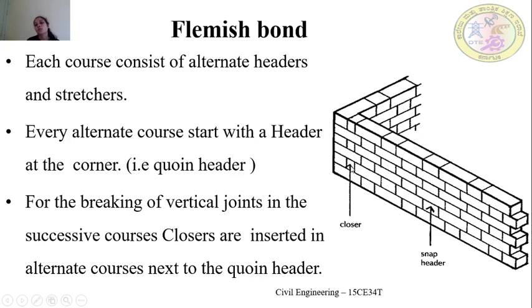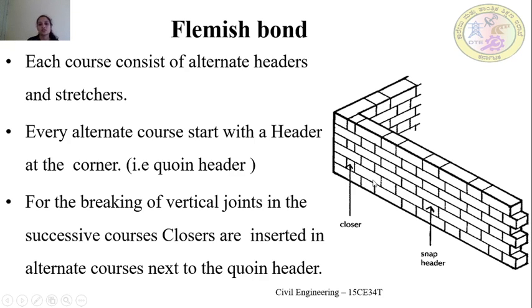Next to the closure, because here we have already placed the header, if instead of placing the closure we place the stretcher next to the header itself, what happens is this second course joint and the first course joint will come one over the other. So that is why we have provided the closure. Queen closure is provided.